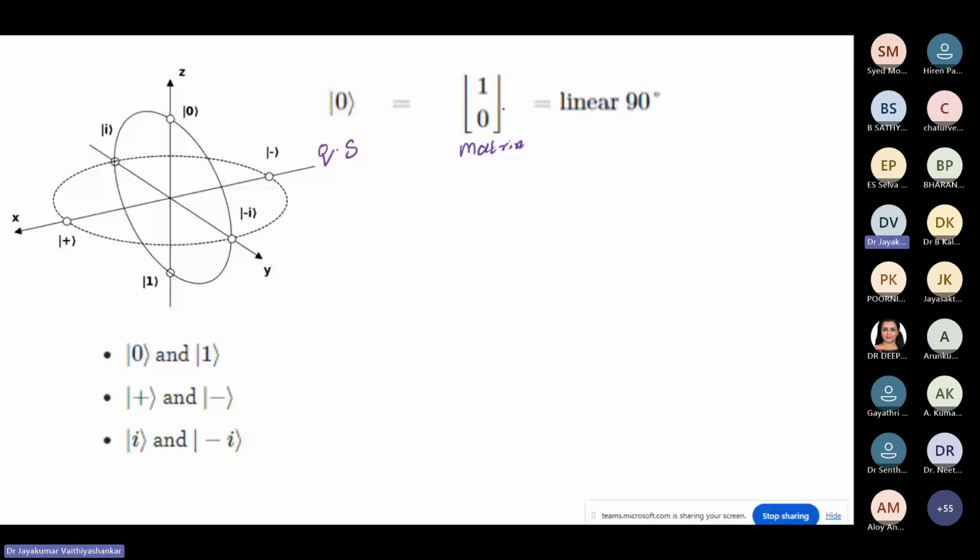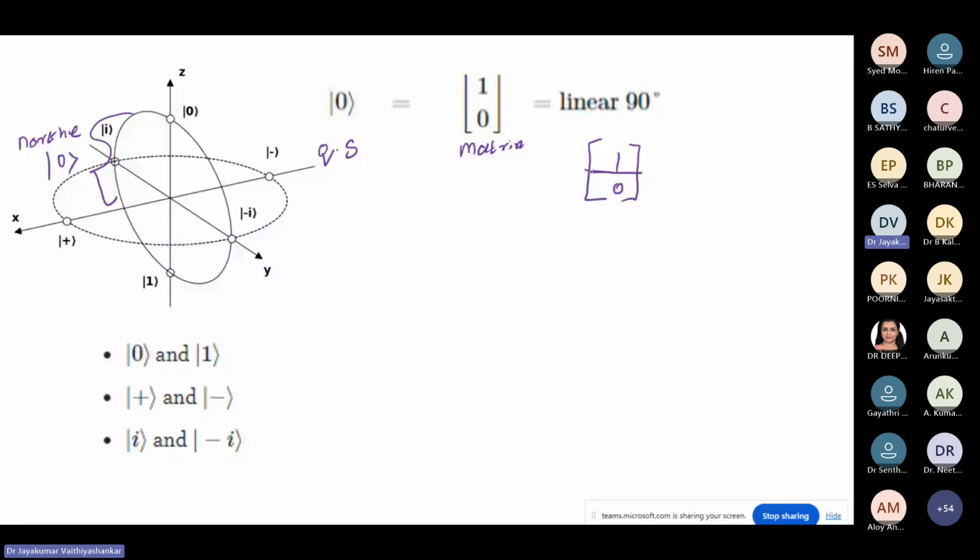So imagine like this, 1, 0. So why is state 0 represented as 1, 0? Because the northern hemisphere is related to state 0.